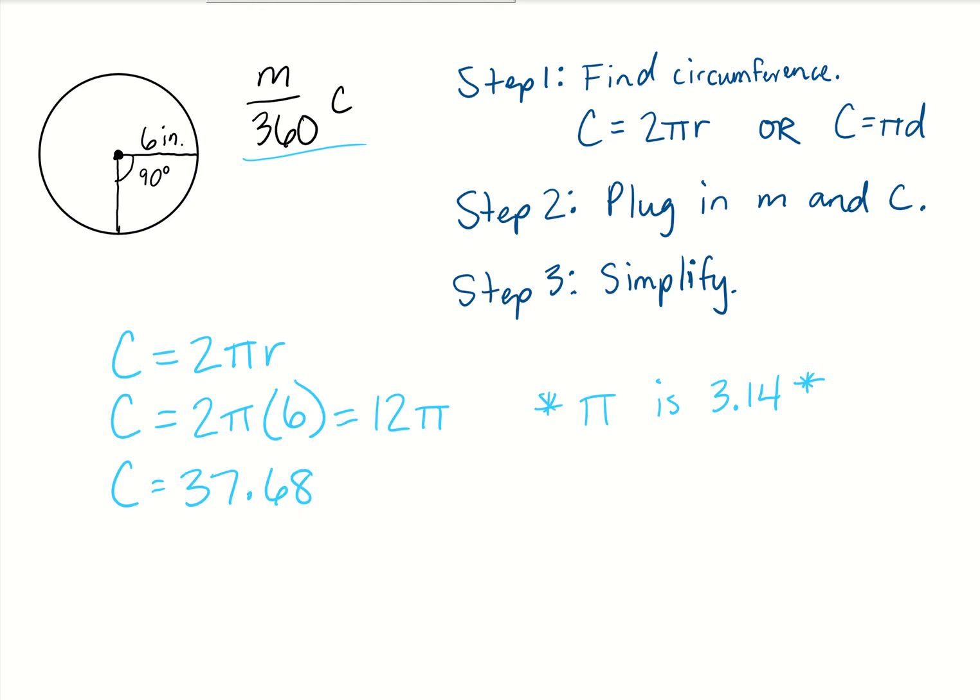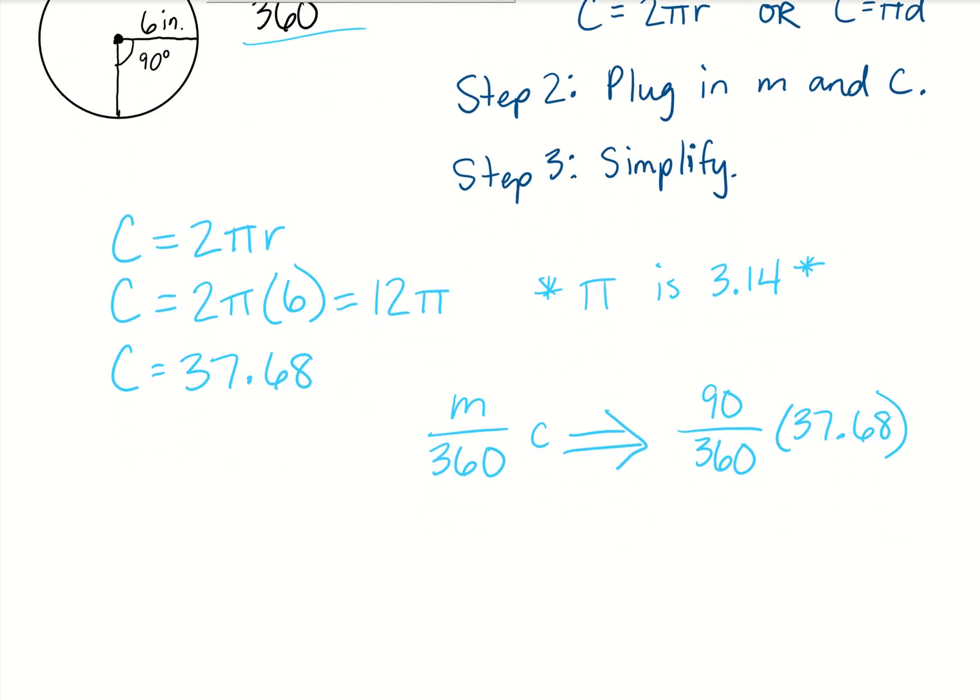Now I can plug in both m and c into our expression, which is m over 360 times c. M is our angle measure, which is 90. 360 stays the same. And we're going to multiply that by whatever we got for our circumference, which was 37.68. Then I'm just going to simplify from here. I know 90 divided by 360 is just 1/4. And this one I'm definitely going to be doing in my calculator.